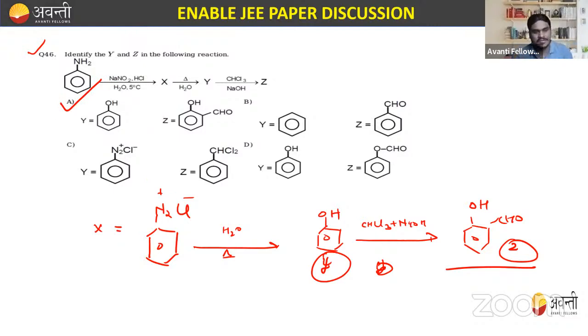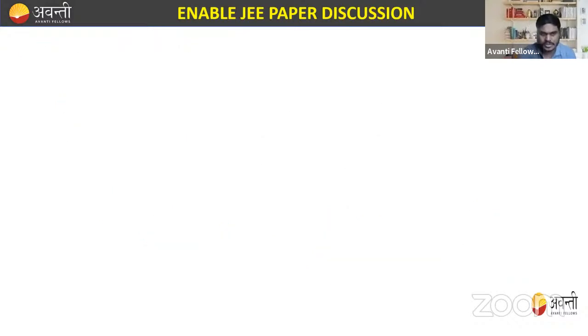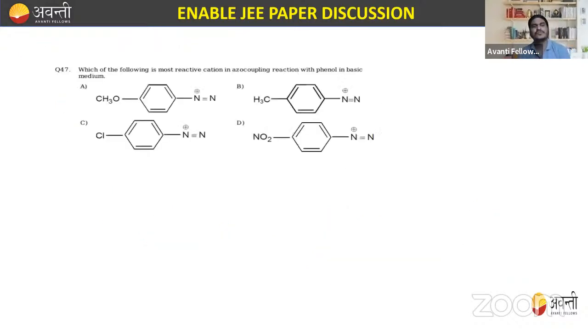I hope it is clear to everyone? Yes. Right? So you have to identify the Y and Z in the following reaction, and you saw the solution for this chapter. Okay. So I hope it is clear to everyone? How this came, did everyone understand? Right. Okay. Now, next, move to the next question.